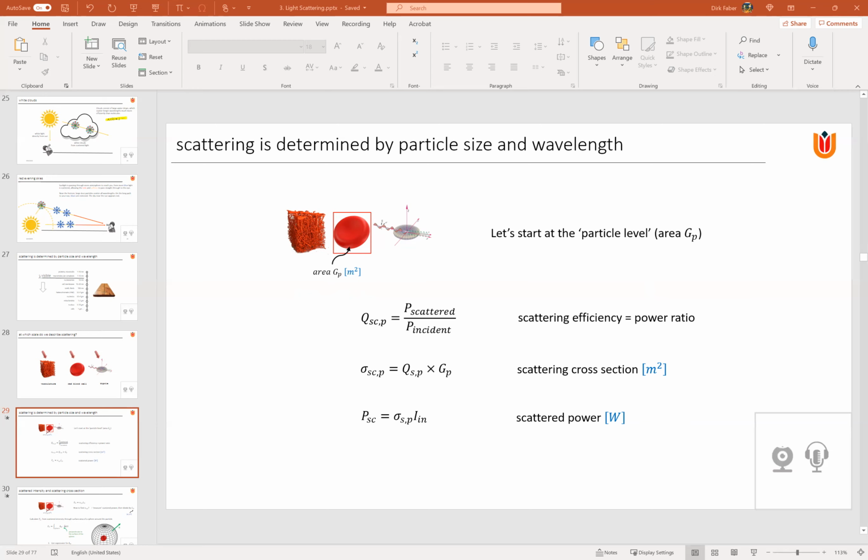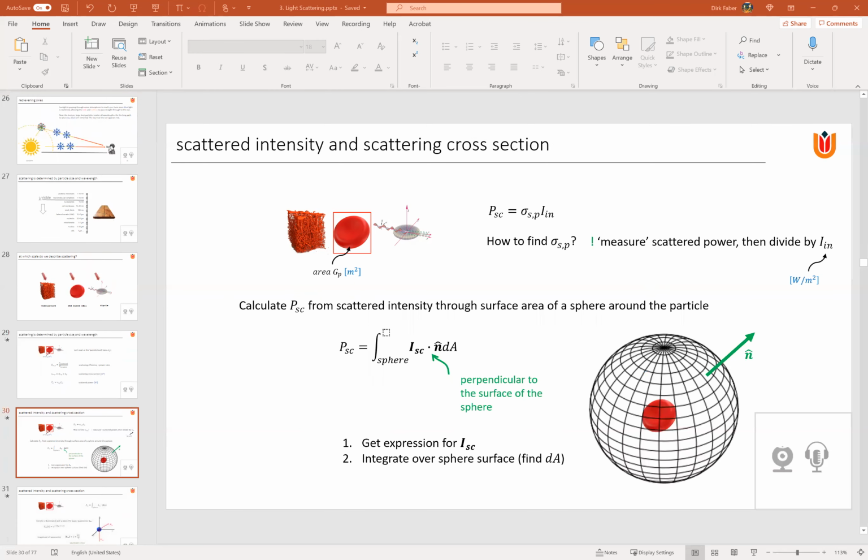First of all, we can calculate the scattered power if we know the scattering cross section of one particle and we know the incident intensity. Remember, this has units of per square meter, and this has units of watts per square meter. So if you multiply these two, you get the power. So this would be the total power that is scattered by, in this case, one single particle. Okay, so let's start with that equation.